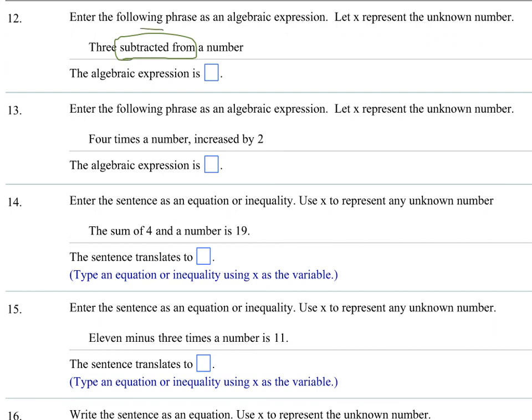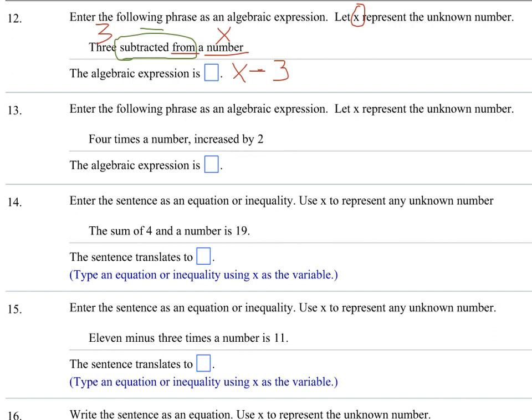And the second thing I need to do is to let a variable represent the unknown number. And this time they tell me that the variable they want me to use is x. So right here, this number, I don't know what that number is, so that's going to be x. And then I've got a 3 here. Now, this word from is really important. I'm not going to do 3 minus x because I'm subtracting 3 from x. So in this case, it's going to be x minus 3 is my algebraic expression because I'm subtracting 3 from x.